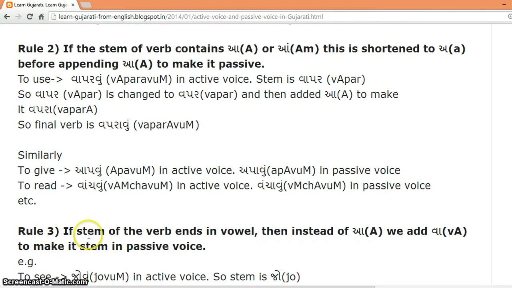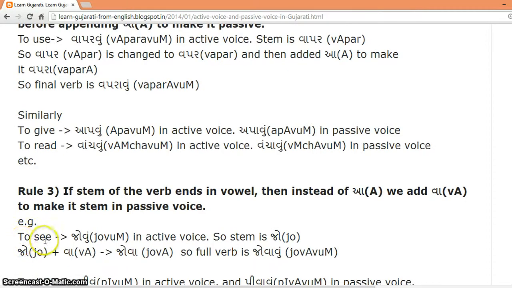Third rule, if stem of the verb ends in vowel, then instead of a, we add va to make the stem in passive voice. For example, to see is jovu, its stem is jo. As jo does not end with vowel, so we use va. So jo plus va, jova. And so full verb in passive voice becomes jovavu.